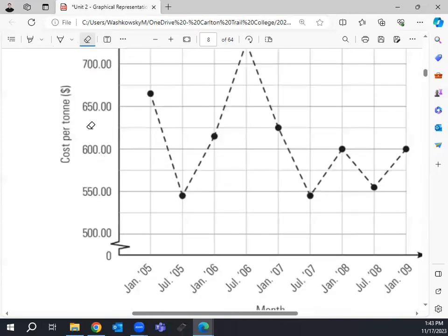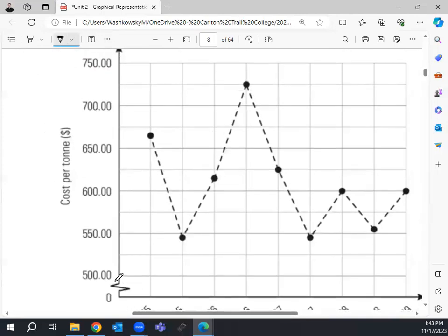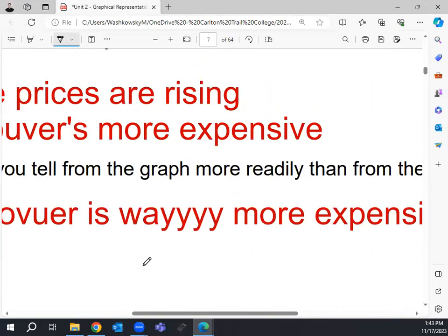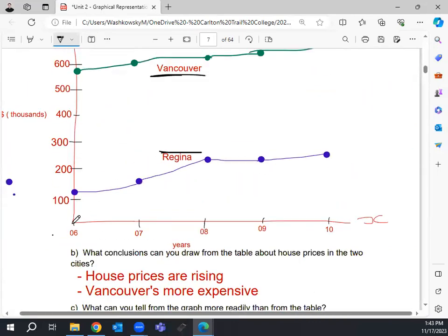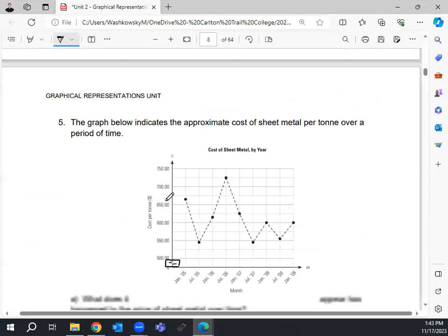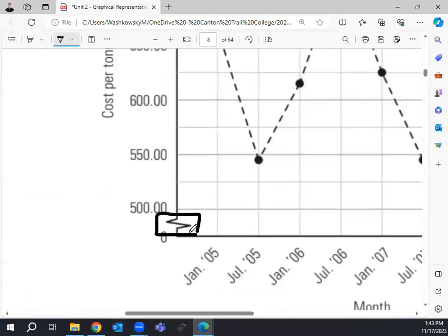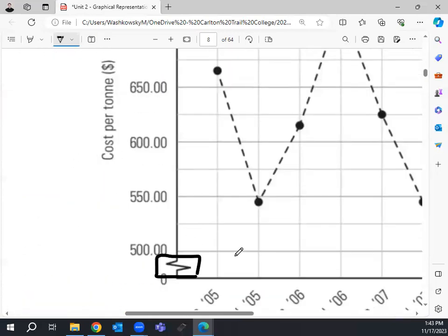So what did we do? We just kind of skipped the first $500. So this little thing right here means that it's not a perfect scale that goes from $0 to whatever the max amount is. I just went straight up to the $500 mark because it never goes below that.